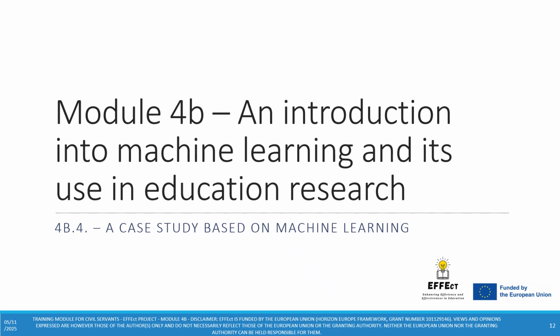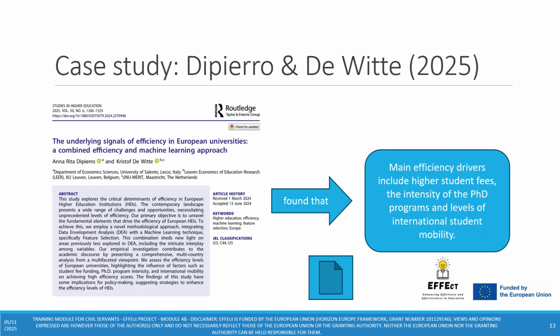Welcome to submodule 4b.4, in which we will do a case study based on machine learning. This case study will be based on the article The Underlying Signals of Efficiency in European Universities, a combined efficiency machine learning approach, published by Dr. Anna Rita Di Piero and Professor Christoph de Witte, who found that main efficiency drivers include higher student fees, the intensity of the PhD programs, and levels of international student mobility.